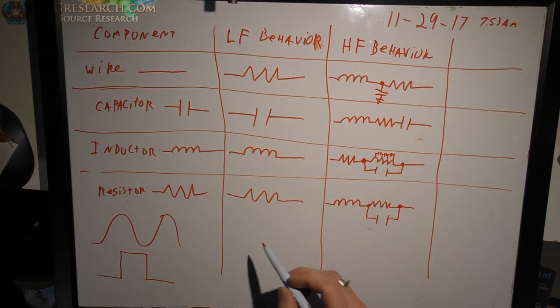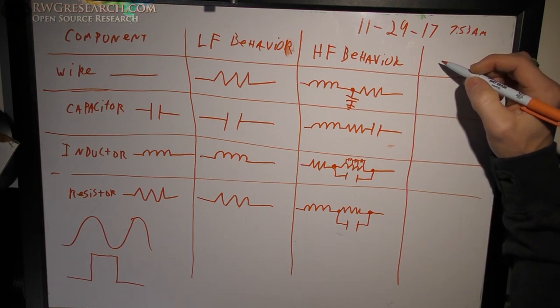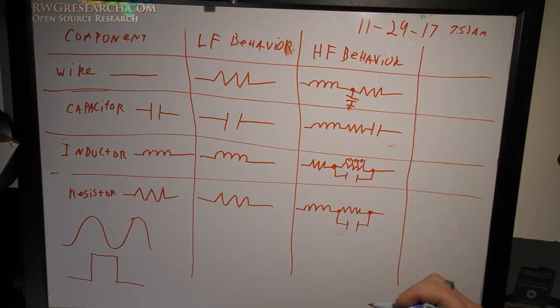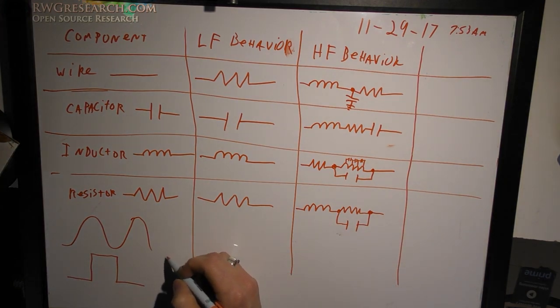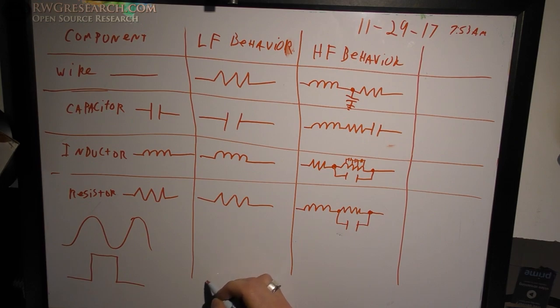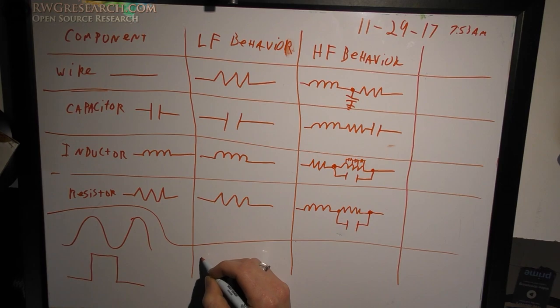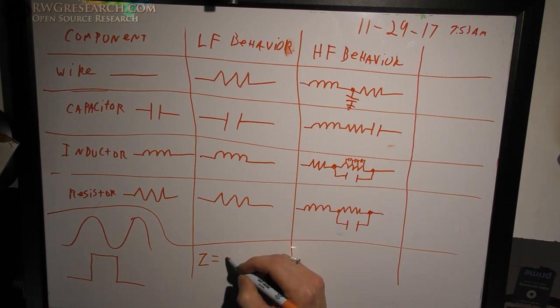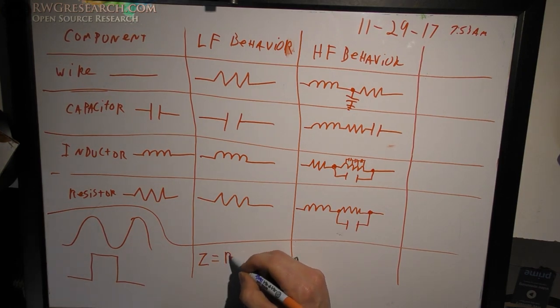And that's because of the curve that they have. So I'm going to draw the curve over here. For those of you who don't know, when you start working with AC or pulse DC, you have to start working with something called Z. Z is what the component is in an AC system; it's the resistance.